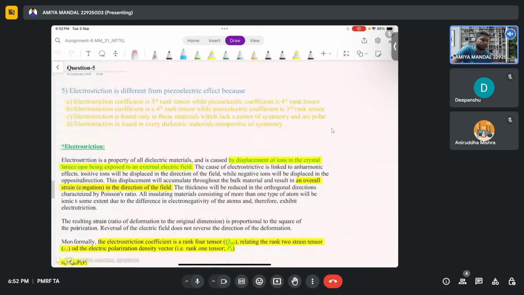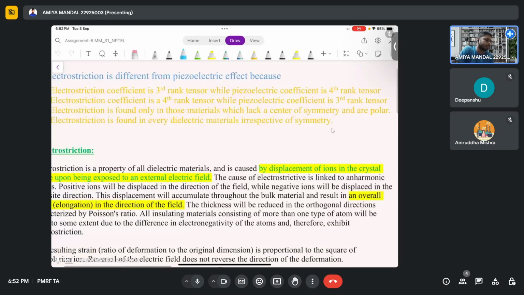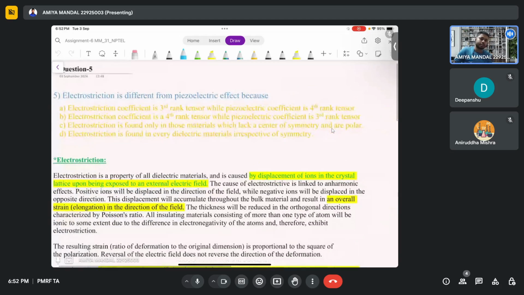Okay, now we can move forward to question number 5. Question number 5 is about electrostriction. There is also a property beside piezoelectricity, pyroelectricity, and ferroelectricity. Electrostriction is also a property. So you have learned piezo, pyro, and ferroelectricity, and now you are learning about electrostriction.